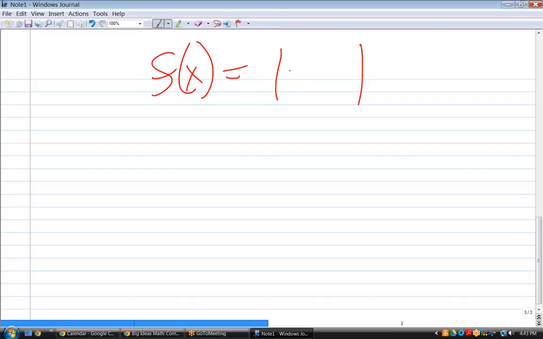X minus c. Minus what? B. Okay, do we know what b is? No, c. Like the, yeah. Okay, we just want to graph that? And then you add d. Okay.